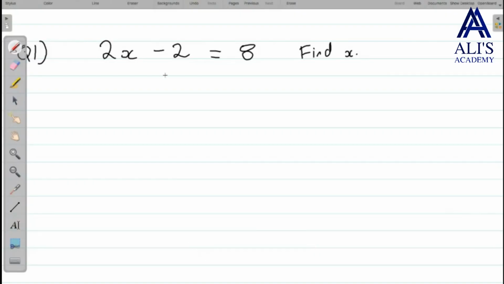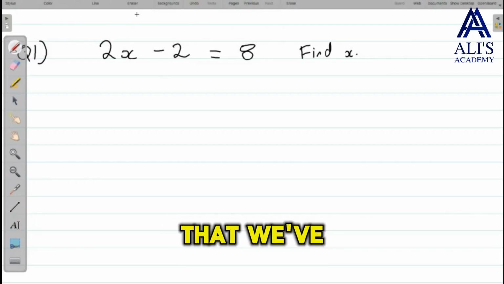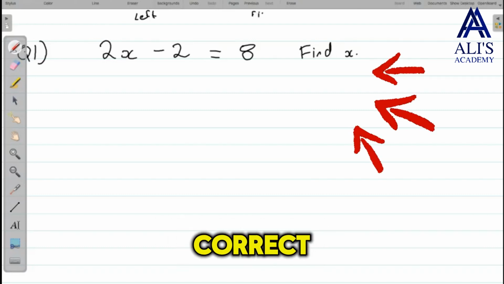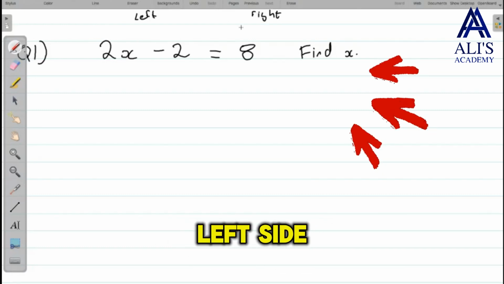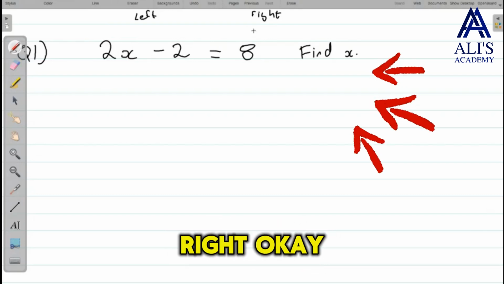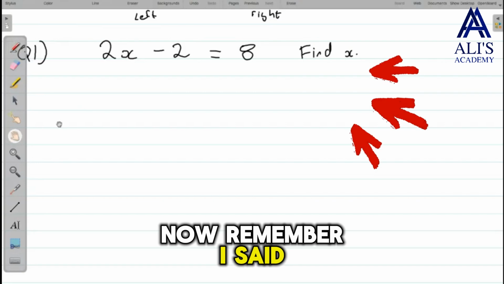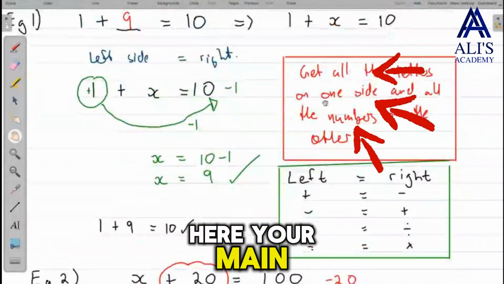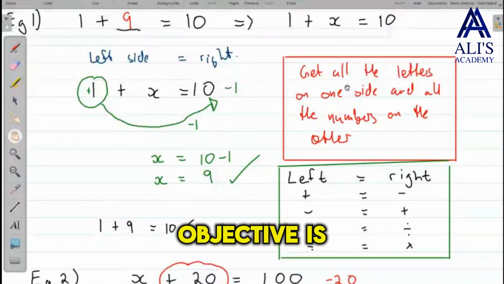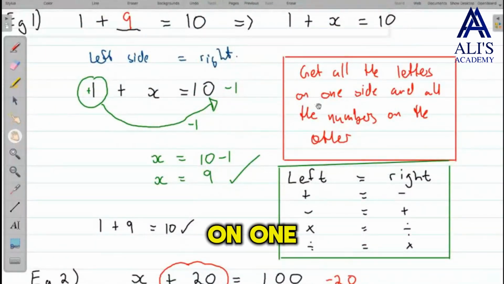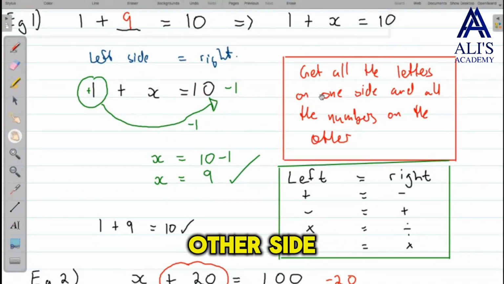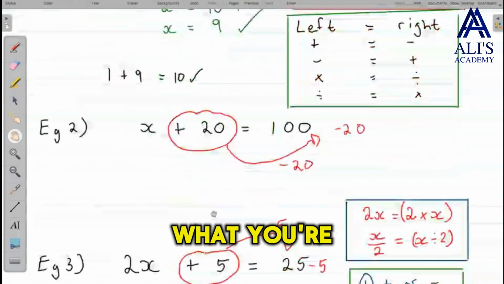All right. So we all know that we've got our left side equals our right side, correct? Yeah. We know that the left side must equal the right side, right? Okay. Now remember I said your main objective is to get all of the letters on one side and move all of the numbers to the other side. Remember I said that's what you're trying to do.